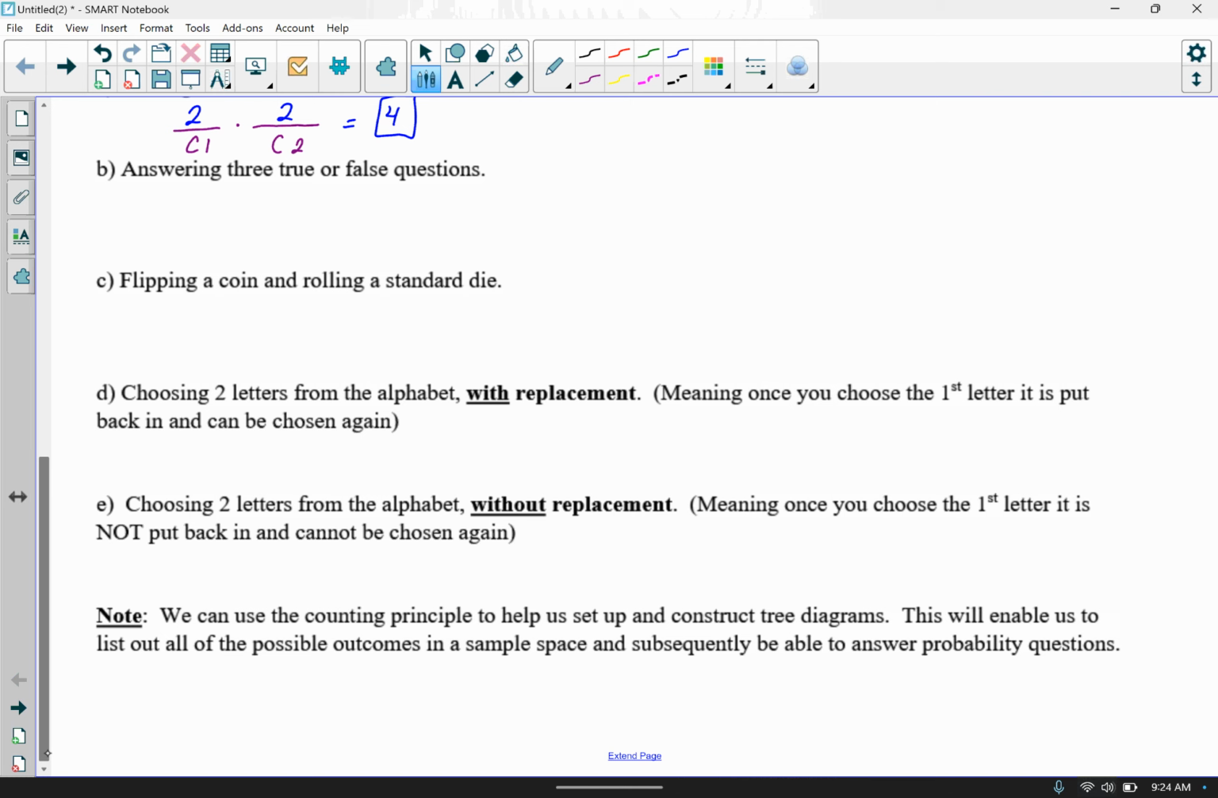Move on down then to letter D. I want us to choose 2 letters from the alphabet with replacement. So in letters D and E, I just want to go through and demonstrate for you the idea of with and without replacement.